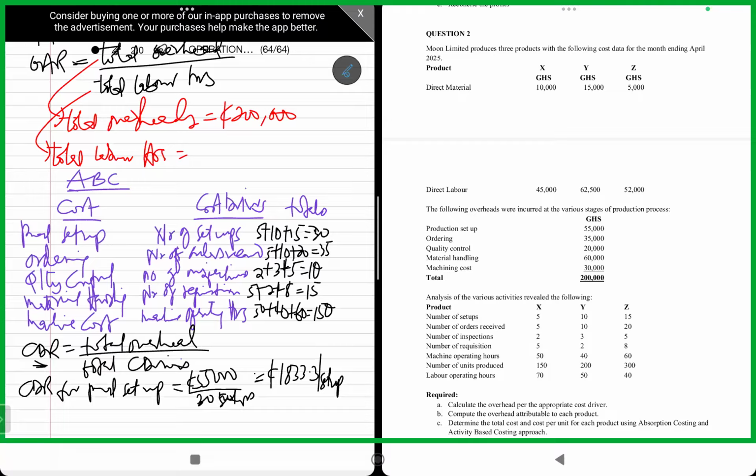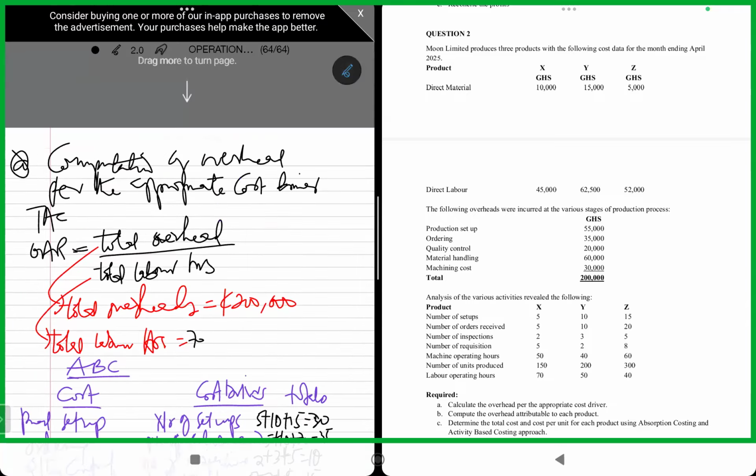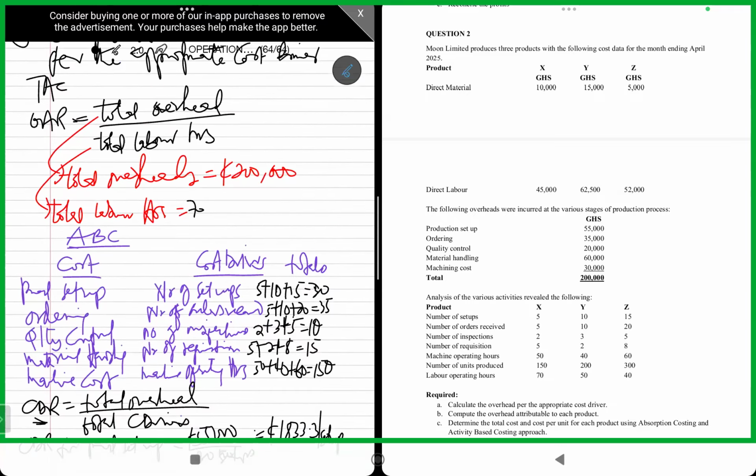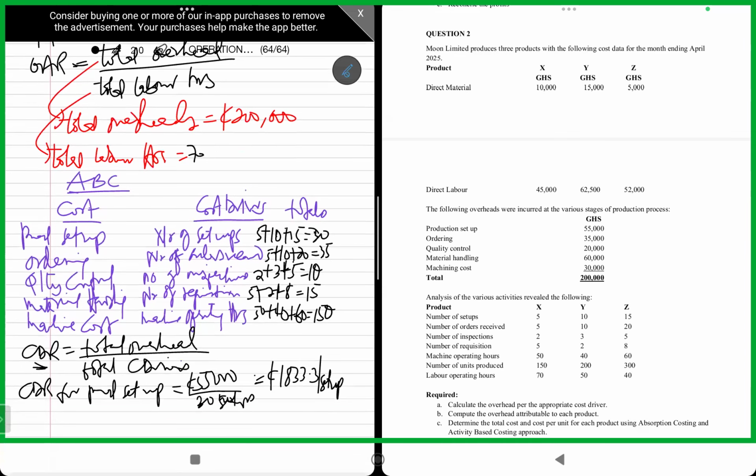Hold on. The question didn't say part of it. Okay, let me go on. So we have CDR for production setup. You can find CDR for ordering cost, the same. Pick it, divided by the total. Quality control, pick the amount, divide. Just follow the formula. Total overhead, then the total cost drivers. Then I'll find it. So this is called a cost driver rate. Just like the overhead absorption rate, this is a cost driver rate. You can do it for all.